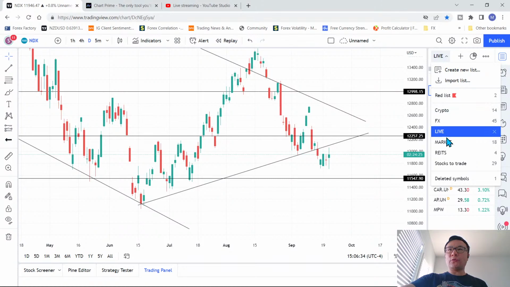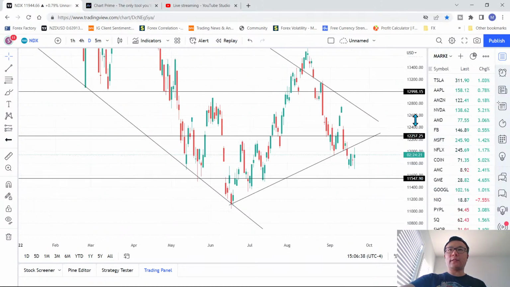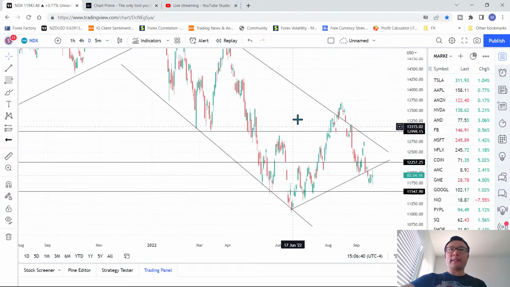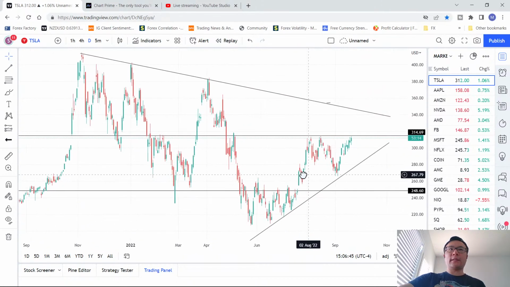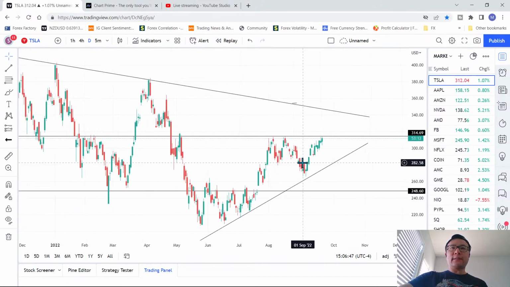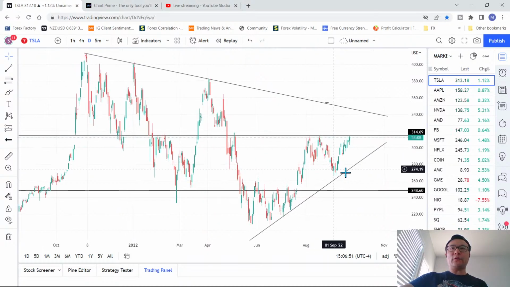I'm going to show you my watch list of stocks that I like to trade, and typically I like to trade a lot of tech stocks. First of all, let's take a look at Tesla. Tesla is a company in this chart where I see some pretty good opportunities.